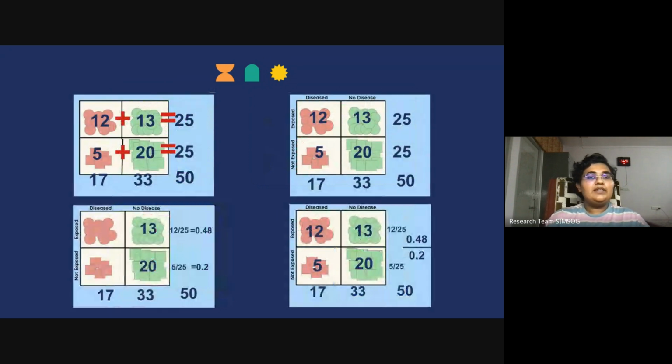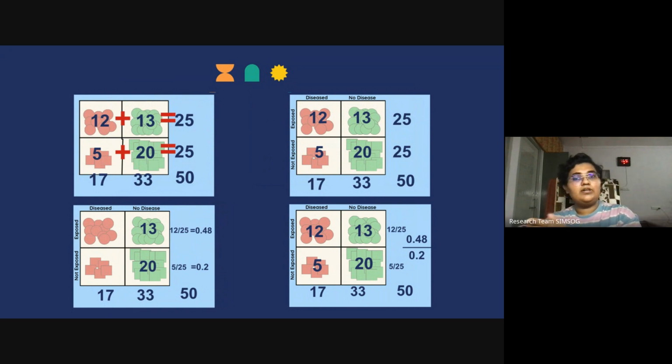So let us say that in the group who have multiple sexual partners, 12 of them have HPV and 12 of them don't. And in the group who don't have multiple sexual partners, 5 of them have HPV and 20 of them don't. Right? So you can see that in this way we have created a 2 by 2 table that we usually see in these kind of problems.